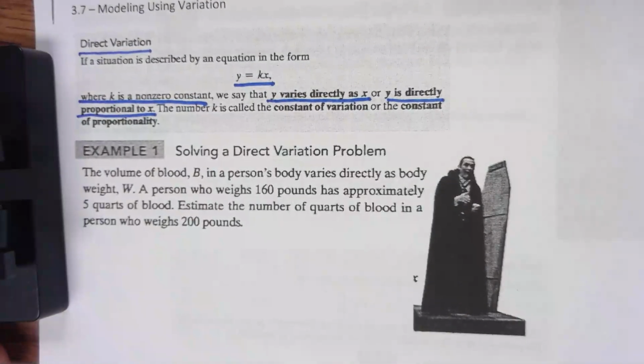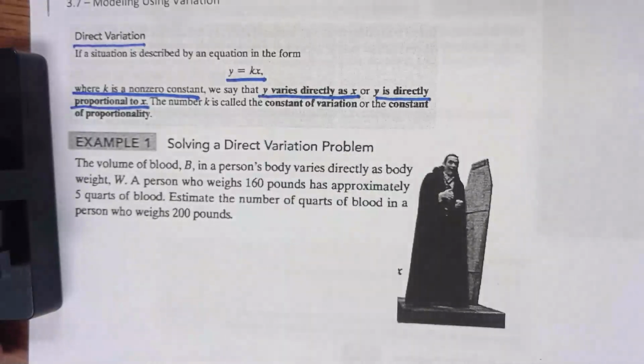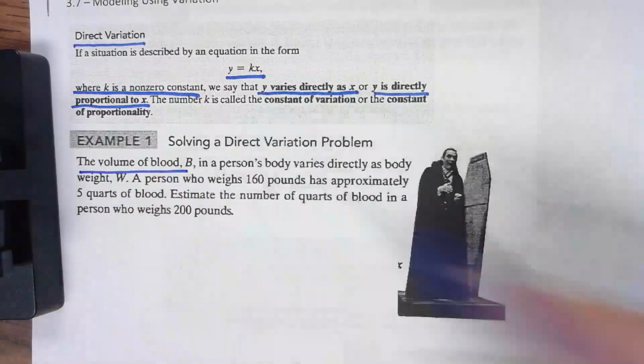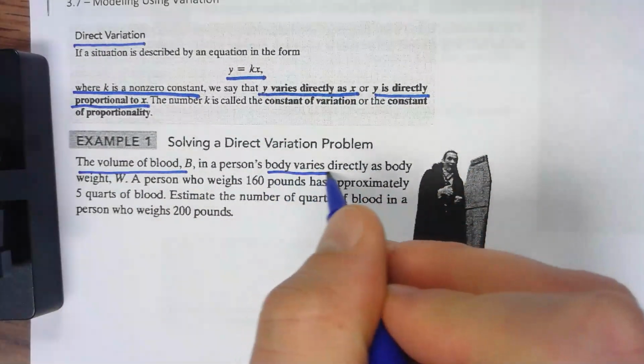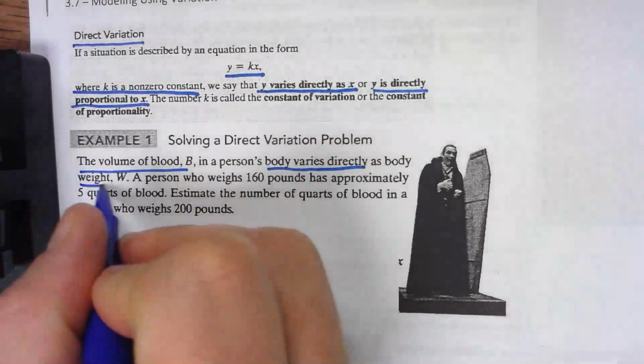I added these cool pictures for all of them. So I'm being a vampire because it's about blood. And it says the volume of blood, B, in a person's body varies directly. That part's really important because that's going to tell us how to set up our equation. Varies directly as body weight W.